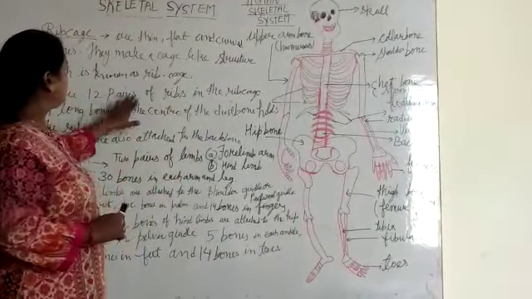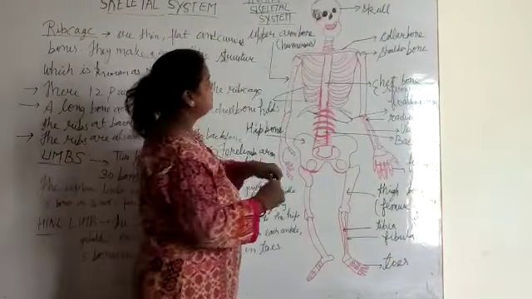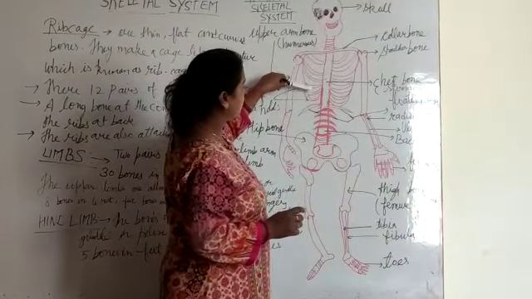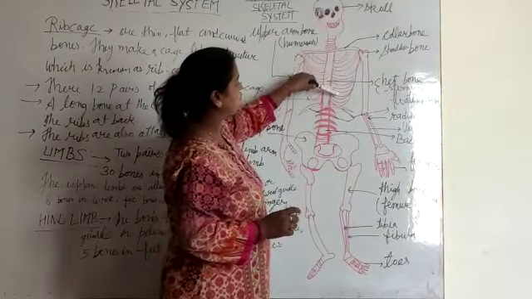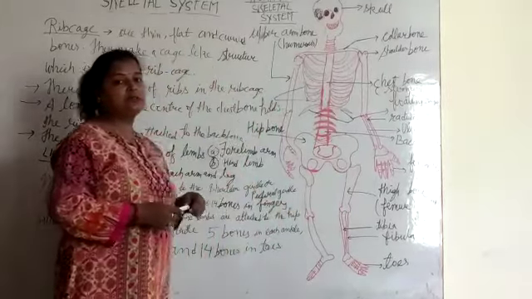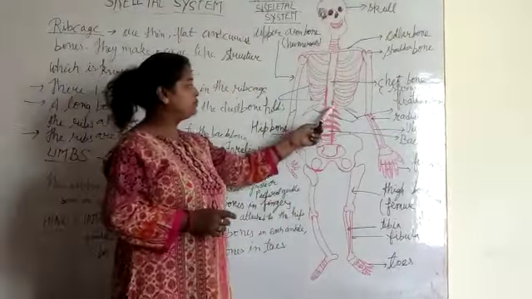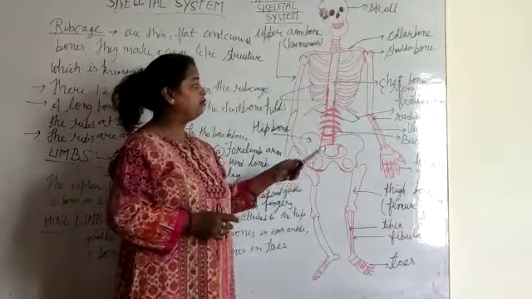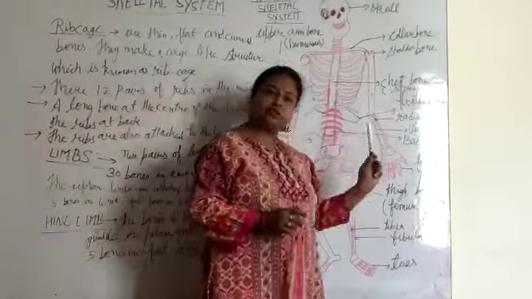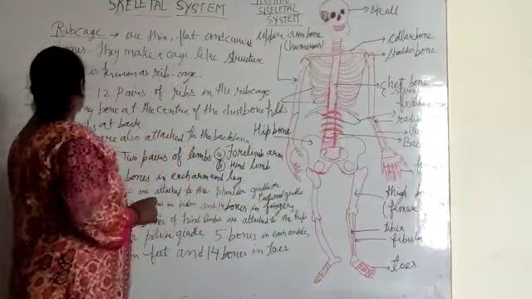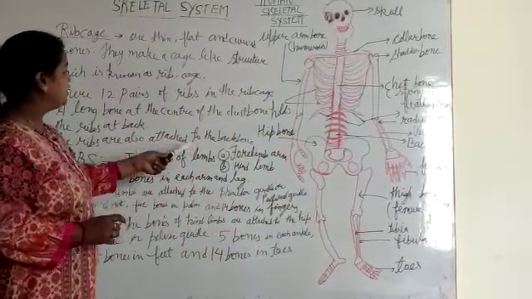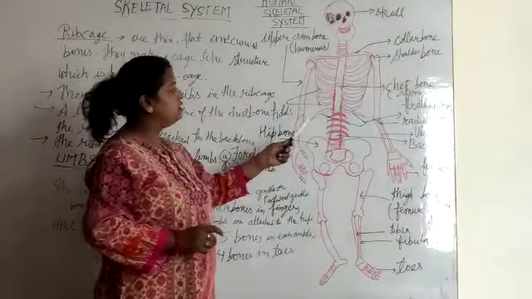Clear? There are 12 pairs of ribs. 1 2 3 4 5 6, 1 2 3 4 5 6. So the 6 pairs and 6 pairs become 12 pairs of ribs in the rib cage, and the last 2 ribs are free and not attached at the front, and these are called floating ribs. Clear?